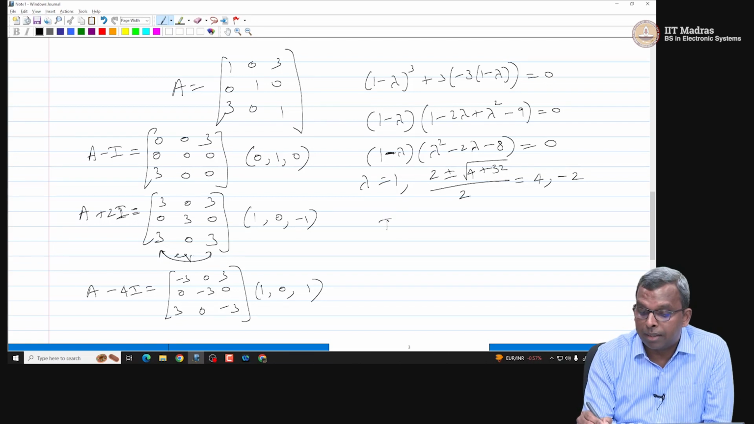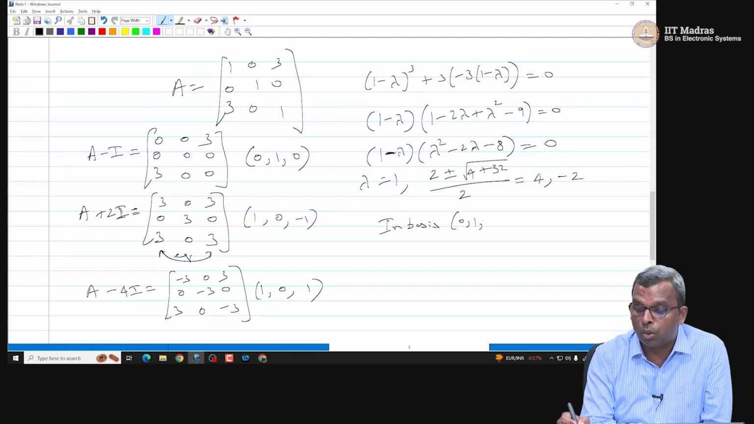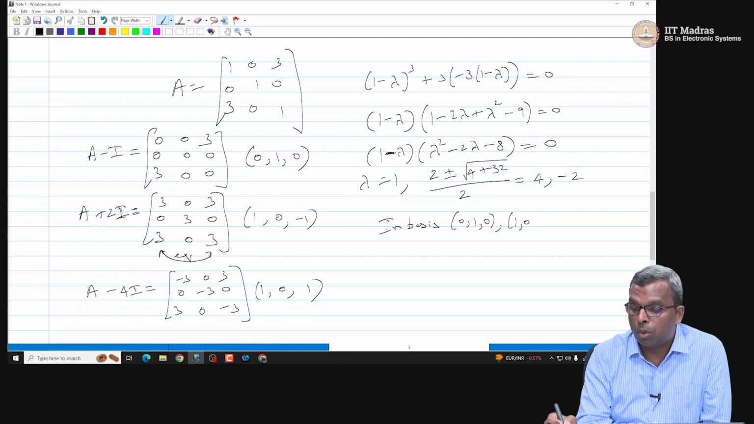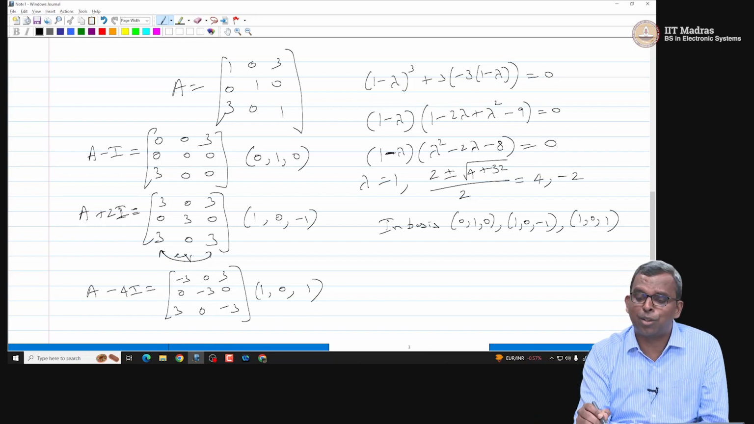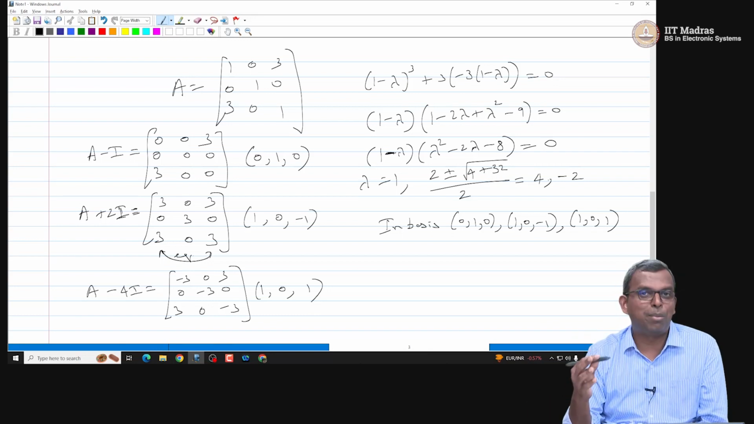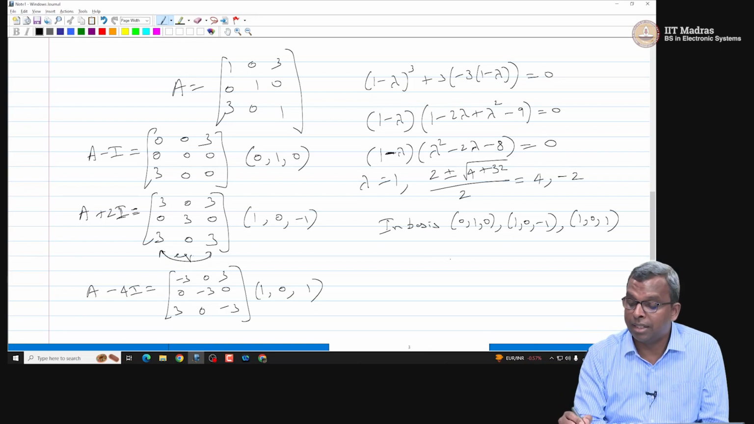So, in the basis, what is my basis? 0 1 0, 1 0 minus 1 and 1 0 1. So, you do not even have to check this is a basis, right. They ended up being eigenvectors of distinct eigenvalues. So, they will be linearly independent, all of that is guaranteed. In this basis, the matrix of the operator becomes 1, minus 2, 4.